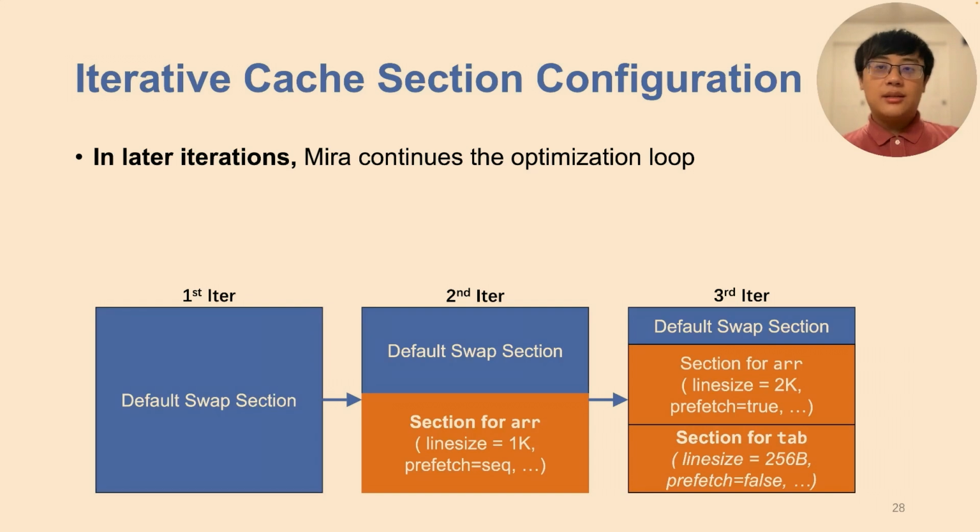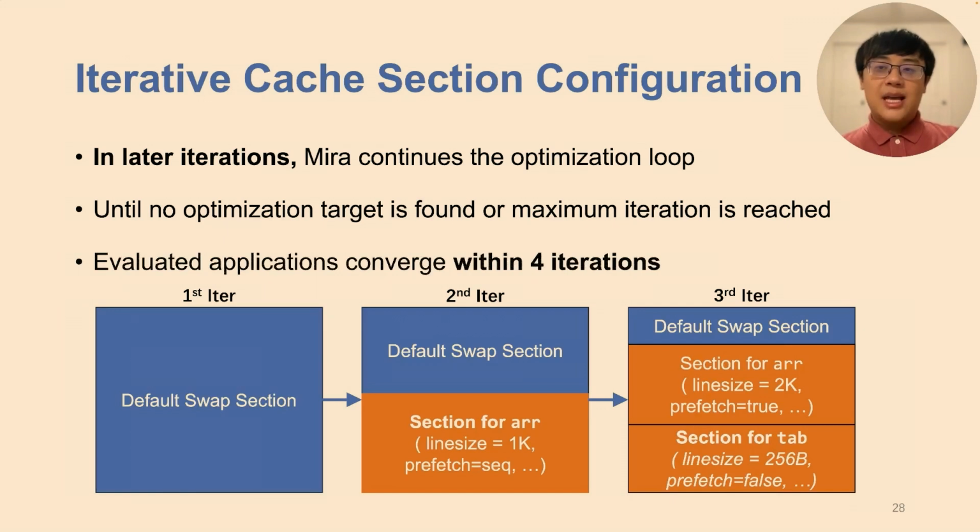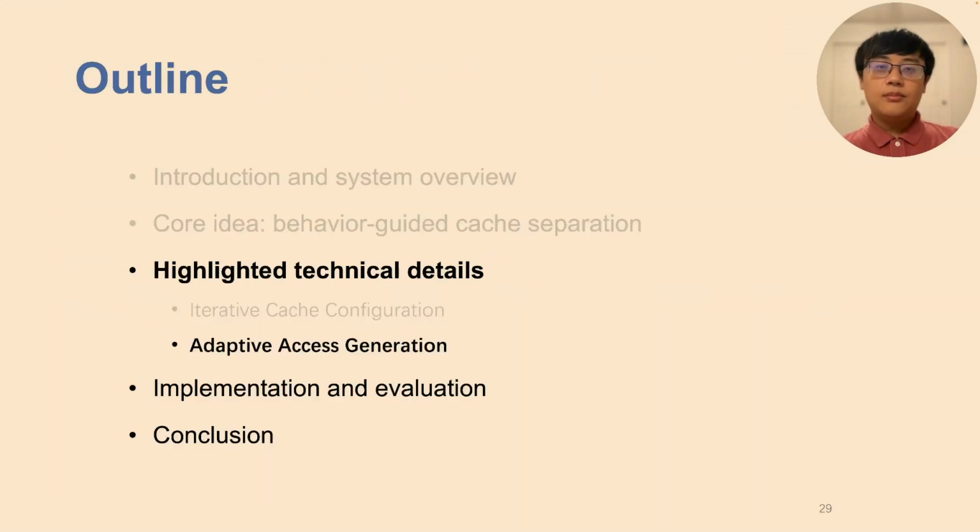In later iterations, Mira continues the optimization loop, finding new targets to update and doing the new configuration based on the new behavior. We do this until no optimization target is found or the maximum number of iterations is reached. In our evaluated applications, this process converges within 4 iterations. With the cache sections configured, Mira then tries to find the optimal way to generate far memory access code.